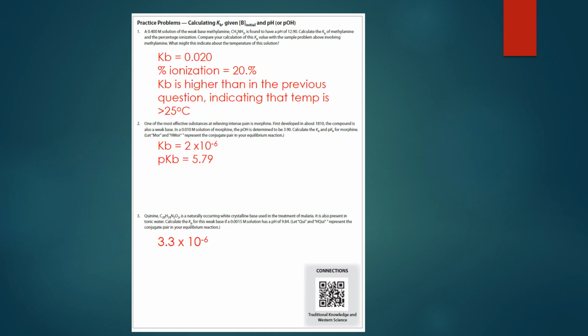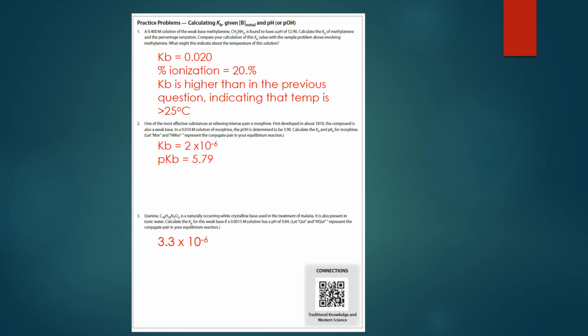So there's the answers to the questions. We were asked to calculate Kb and percent ionization in the first question. One of the questions in this is assuming that you've read the rest of the textbook. It's kind of asking you about the Kb value and what we can surmise from that Kb value. That it's higher than the previous question means that the temperature is going to be greater than 25 degrees Celsius because we'll have more ionization at a higher temperature, and that is what makes the Kb higher.